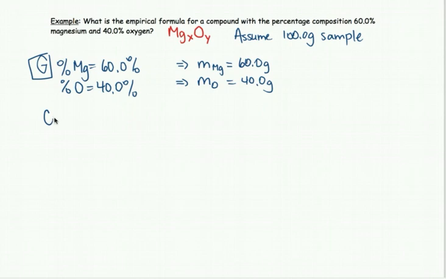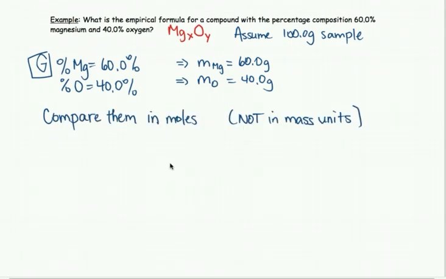So here, just make a little note: compare them in moles, not in mass units. We're just going to list them off here. We know the mass at first, so the mass of magnesium and the mass of oxygen. We know it's 60 grams and 40 grams here. And then we need to get them to moles.